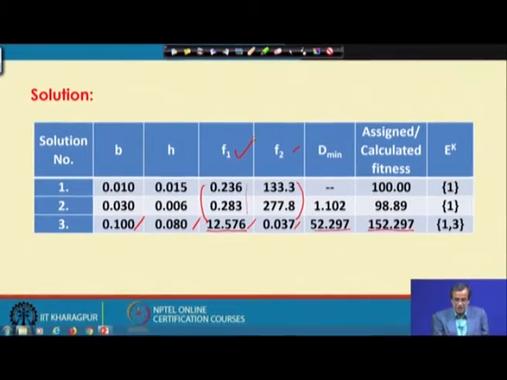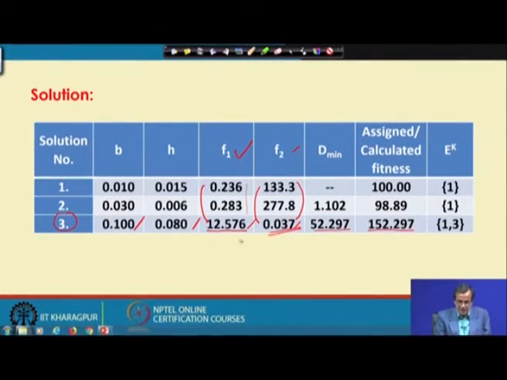Now, let me compare in terms of f 2. If I compare 133.3 with 0.037, as this is a minimization problem, in terms of f 2 the solution 3 is better compared to the solution 1, that is the non-dominated solution, because this is a lower value compared to 133.3. That means solution 3 is a non-dominated solution with respect to f 2, at least one objective function, but not with respect to f 1.